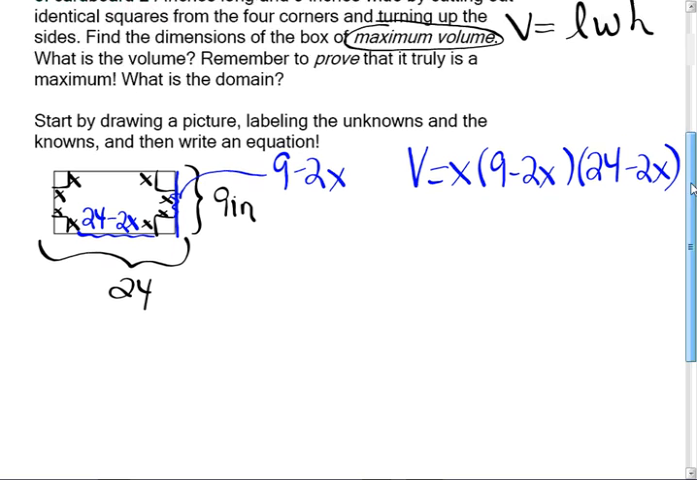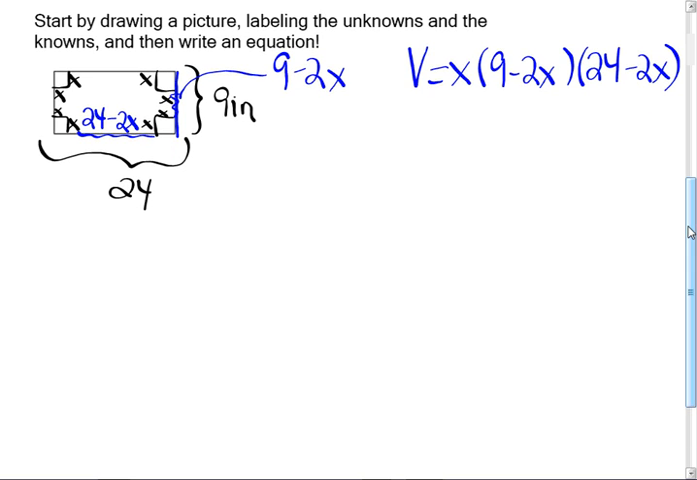Well, look at the picture. What has to be true about x? It's got to be greater than or equal to what? 0. What's got to be true about 24 minus 2x? It has to be greater than or equal to 0. Some of you will say, well, if it's 0, we don't have a volume. That's right. Remember, this is a mathematical equation trying to model the real world. So I can use the endpoints.